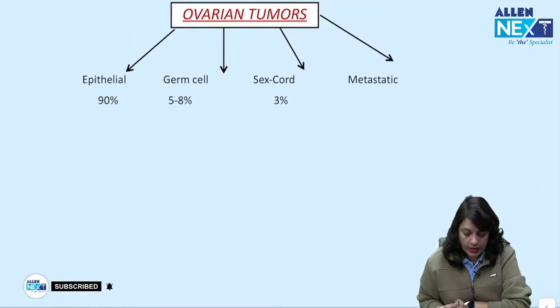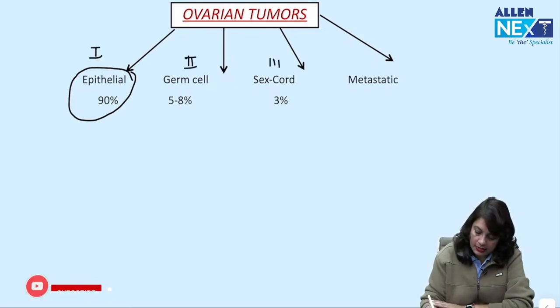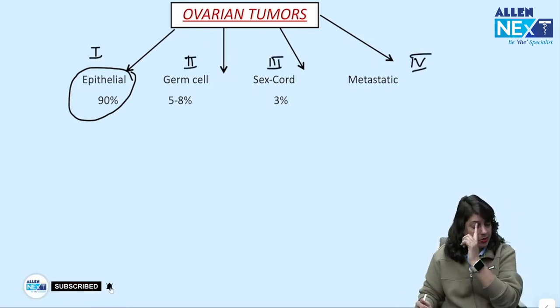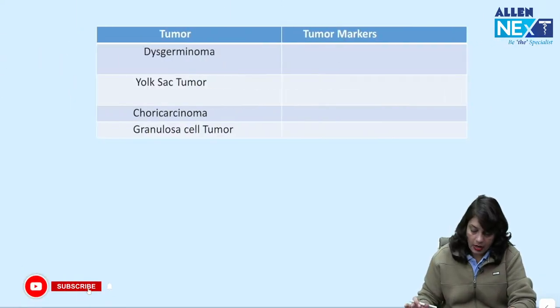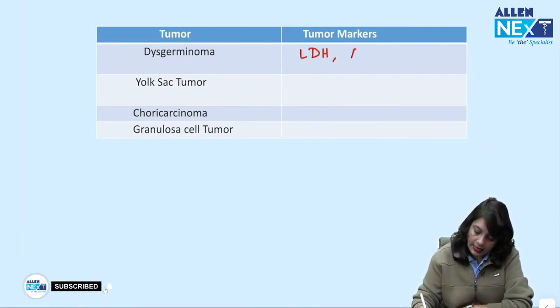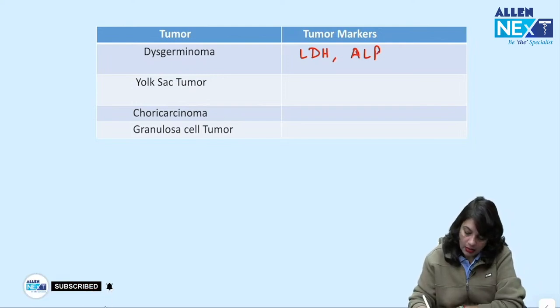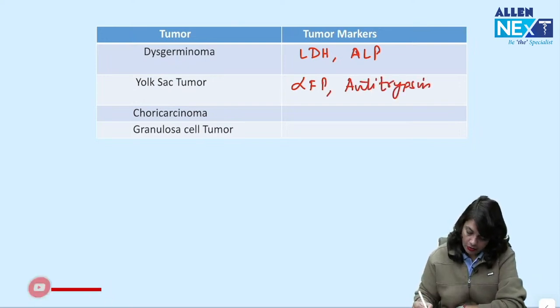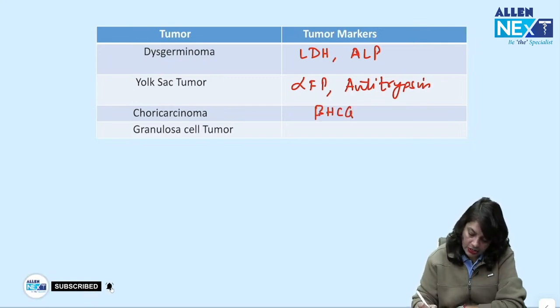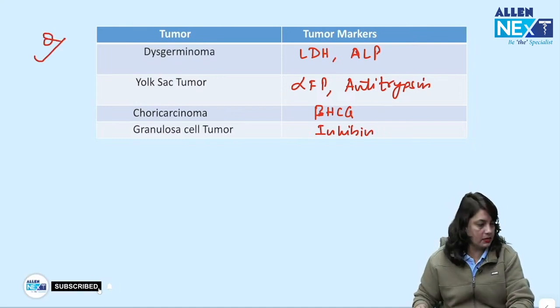Next, ovarian tumors. Mostly ovarian tumors are epithelial in origin, then germ cell tumors, then sex cord tumors, and number 4 is metastatic tumors, which is Krukenberg. Okay. Now, dysgerminoma, what are the tumor markers? Dysgerminoma tumor markers are LDH and alkaline phosphatase. Yolk sac tumor, the tumor markers are alpha fetoprotein and antitrypsin. For choriocarcinoma, it is beta HCG. For granulosa cell tumor, it is inhibin. Okay. So, remember tumor markers in cases of ovarian cancers.